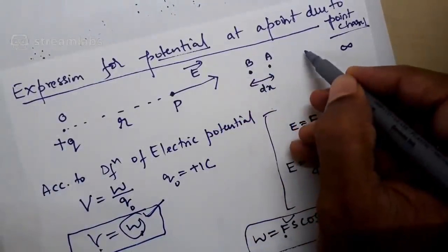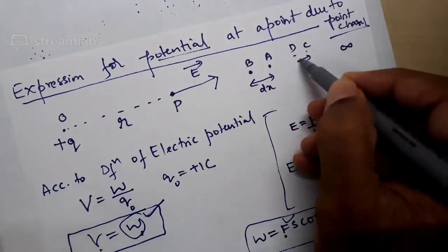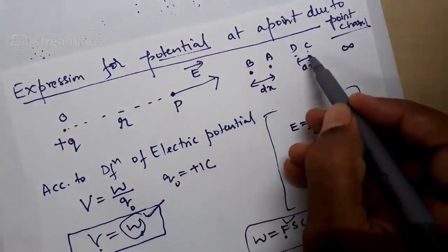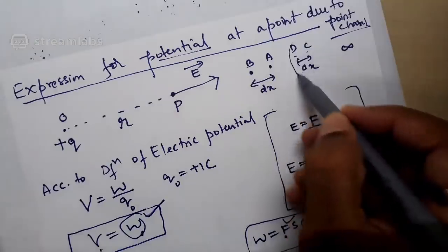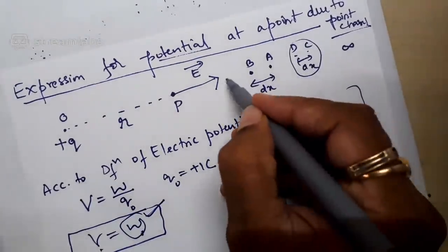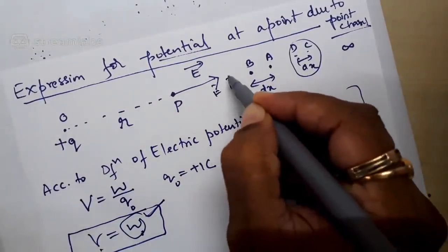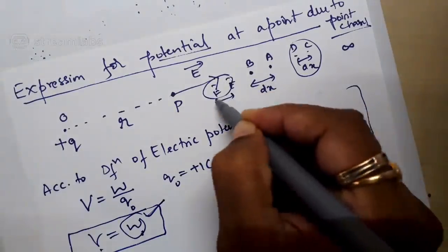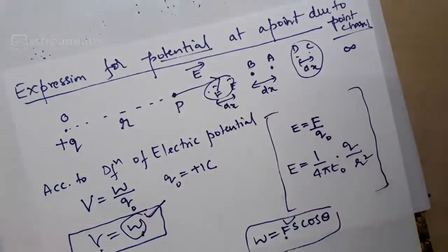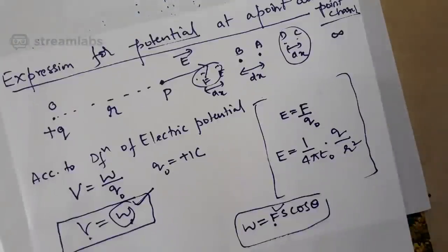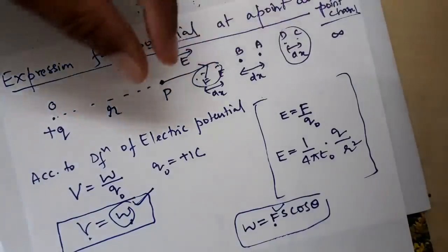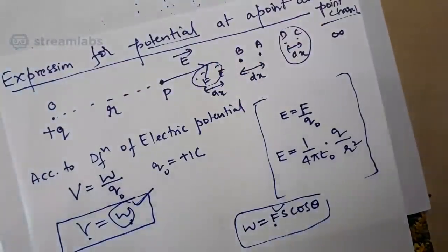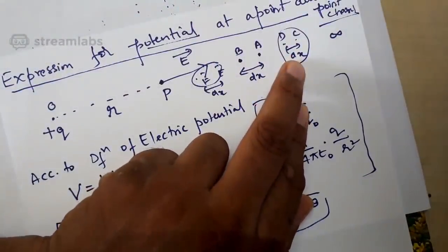Now if I select another 2 points C and D, separated by dx, when you are moving a plus 1 coulomb charge from C to D, there is another small amount of work done. If I select another 2 points E and F, when I move a plus 1 coulomb charge from E to F, there is another small work done, dw, sorry. I said from P to infinity you have to divide into a number of small displacements dx, and in each dx the electric field is one constant.